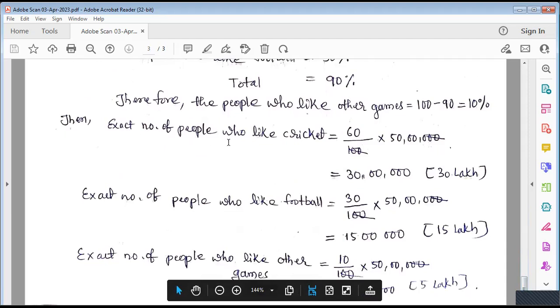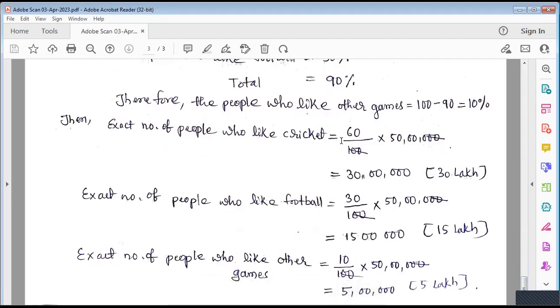Then the exact number of people who like cricket is 60% of 50 lakh. Very simple. So 60% you write as 60 by 100 into 50 lakh. Two zeros and two zeros you cancel, and 6 into 5 is 30. The remaining zeros are 5 zeros, so this gives 30 lakh. That means 30 lakh people of that city like cricket.